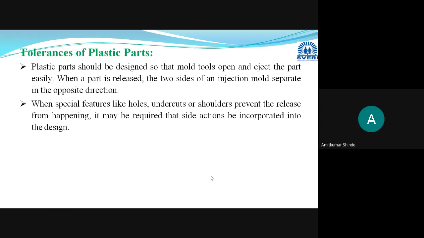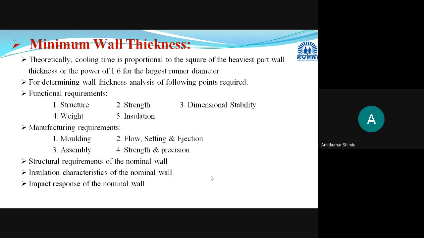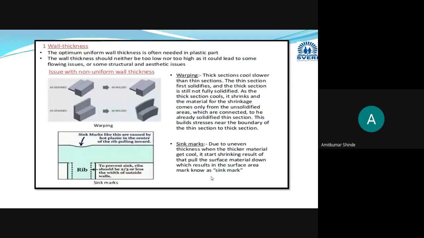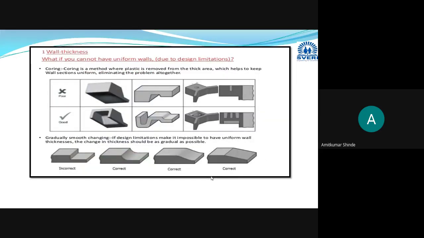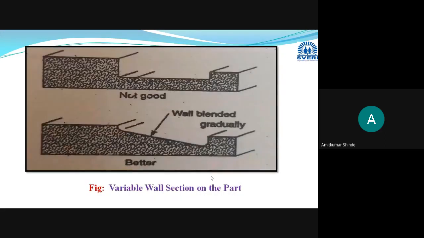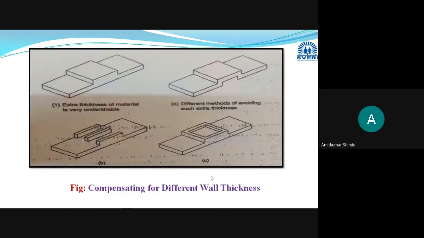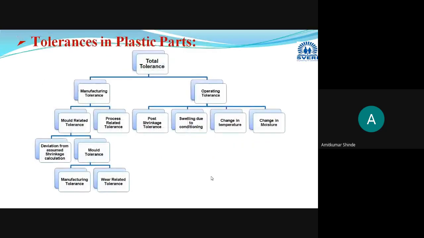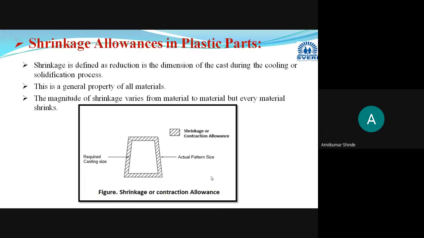Now, after this, we have studied the concept of tolerances and allowances in the plastic part. Tolerances of plastic parts, allowances in the minimum wall thickness, and the design guidelines for choosing the minimum wall thickness. This is the most important aspect in plastic part design. These are different wall thickness considerations. And after this, we have studied the different types of tolerances and different types of allowances in the plastic parts.